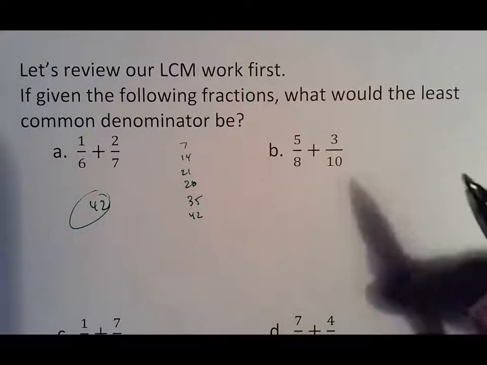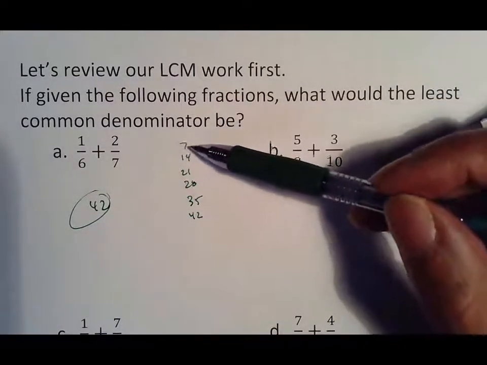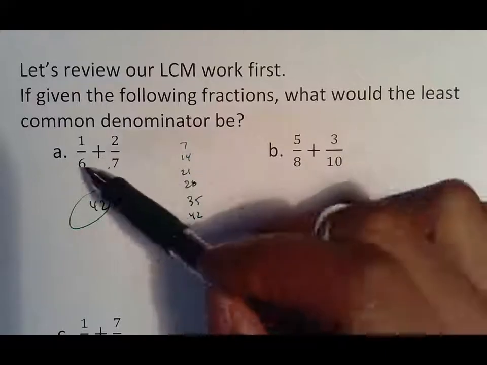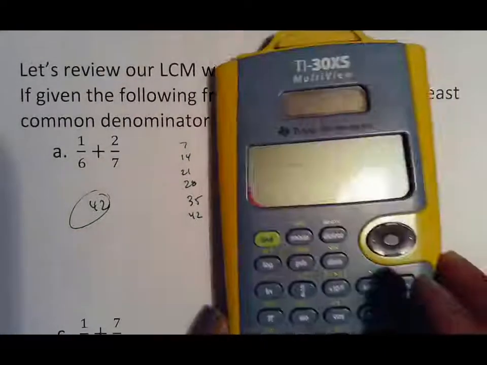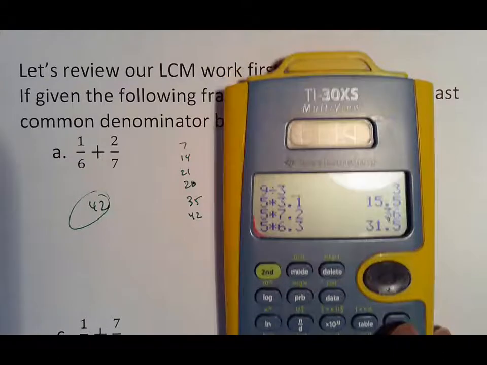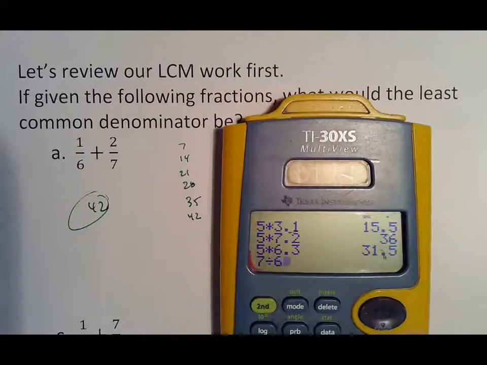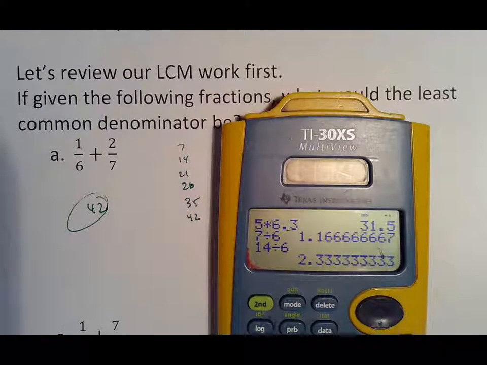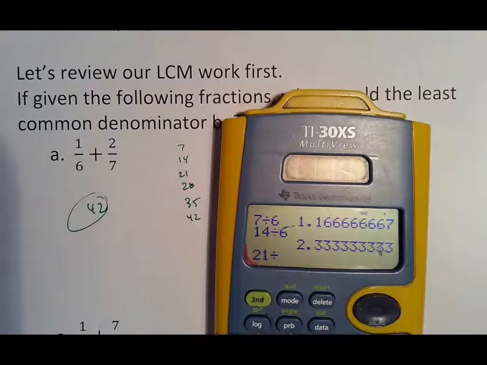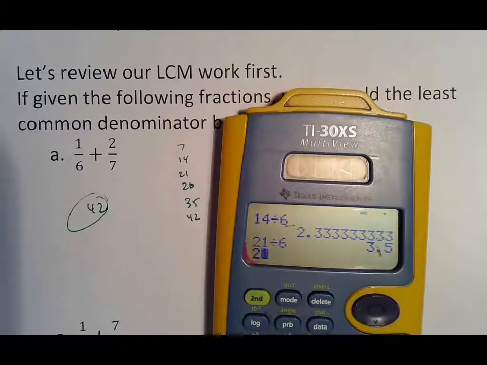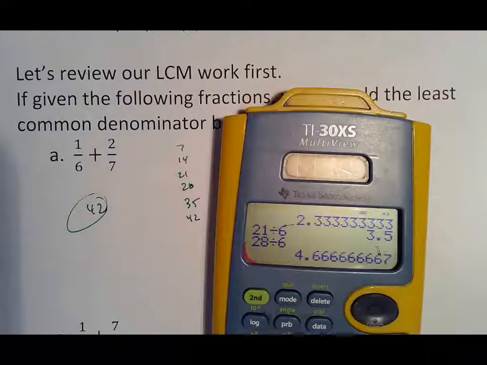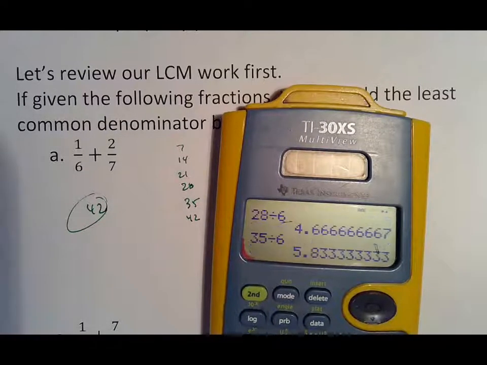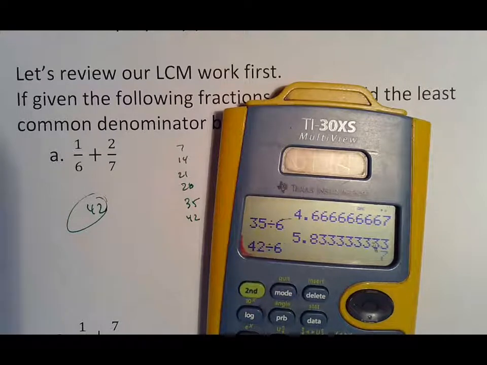Remember that you can use a calculator to do this. You would just have to make sure that every time you get a number, you divide it by 6. So notice that 7 divided by 6 doesn't work. 14 divided by 6, you get a decimal. 21 divided by 6, you get a decimal. 28 divided by 6, decimal. 35 divided by 6, decimal. 42 divided by 6, whole number.